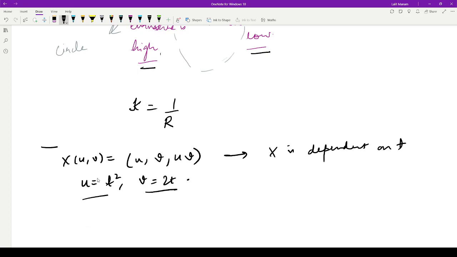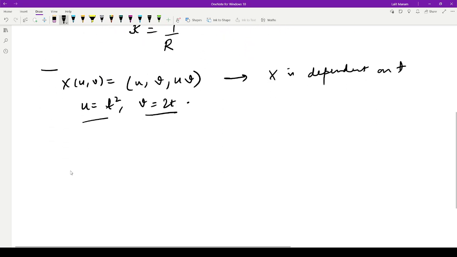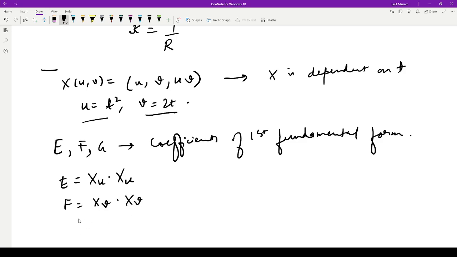Okay, so what is it that we need to find? The first fundamental form coefficients at t equals 2. So if you remember correctly, we need to find E, F, and G, which are the coefficients of the first fundamental form. This was derived in the class. These formulas are pretty straightforward. They are just taking the squares.